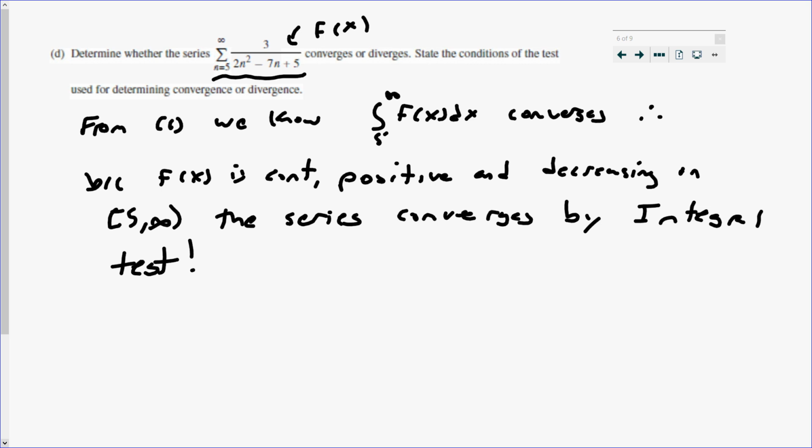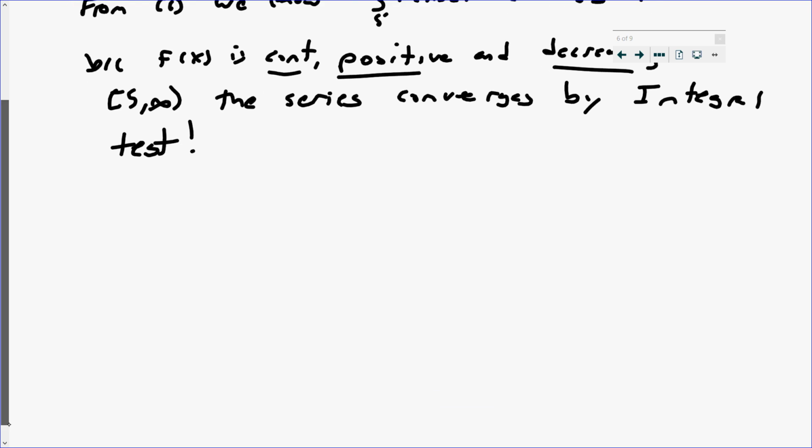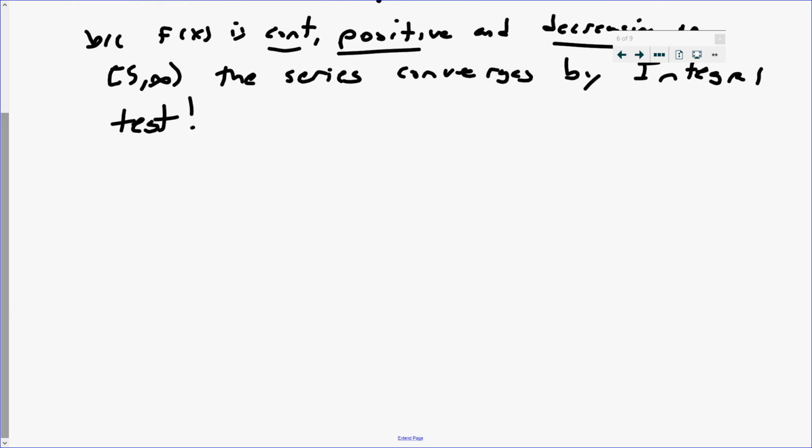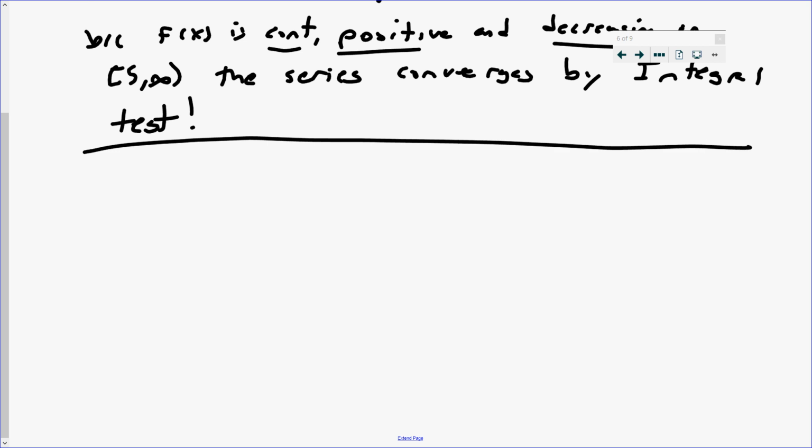Because part C said the integral converges, therefore the series also has to converge if the function is continuous, positive, and decreasing. Now, sometimes people are like, Mr. Warner, I forgot the integral test. What else could I use? Well, we could use a comparison test. So let's take a look at another way that we can solve this one right here.